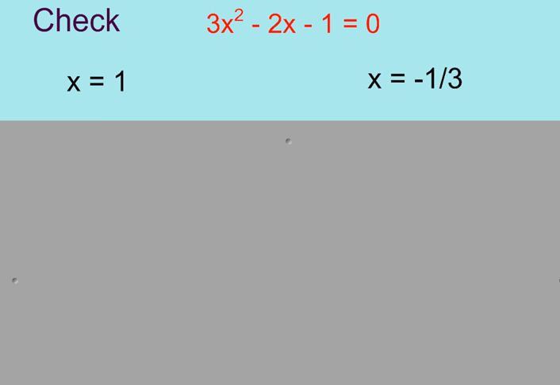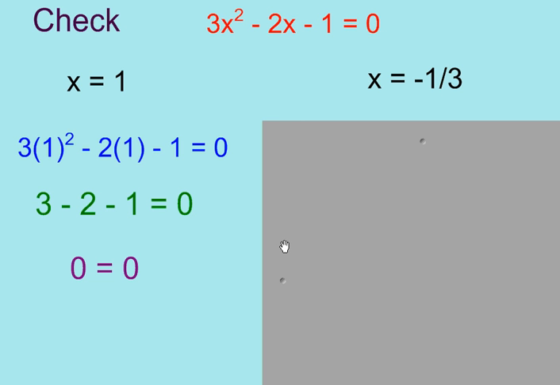If we'd like to check our answer to see if it's correct, if I put our two solutions back into our quadratic equation, it should make a true statement. So first of all, if I put a 1 in for x, I get 3 times 1 squared minus 2 times 1 subtract 1 equals 0. And I get 3 subtract 2 minus 1 equals 0, and 0 equals 0. That tells me that x equals 1 is indeed a solution to our quadratic equation.